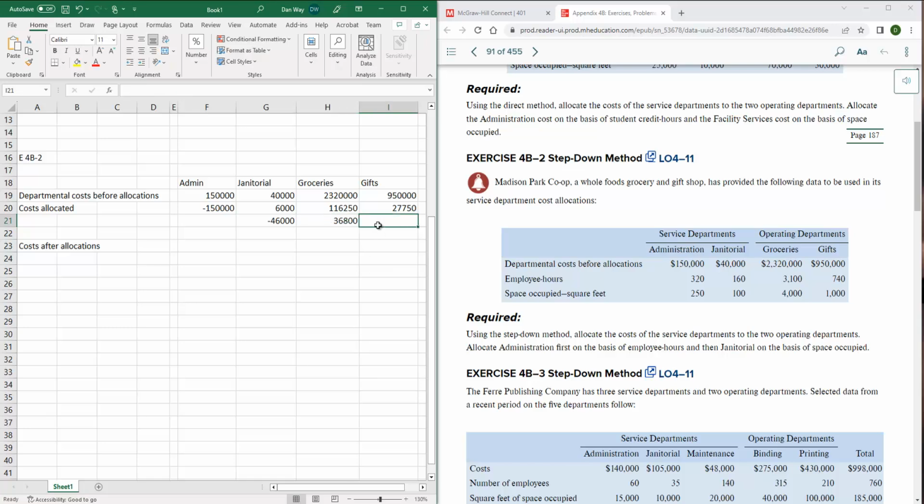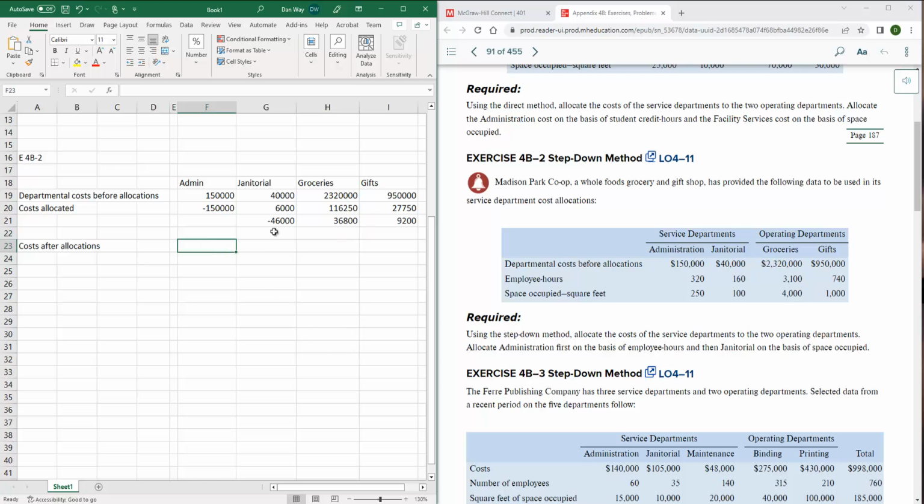Now again, my last one I could plug if I wanted, but we'll just be thorough here. 46,000 is the total cost to be allocated, times the 1,000 square feet used in gifts, divided by, again, the total across my two remaining departments to which I'm allocating these costs, 4,000 plus 1,000. And there's my cost allocated of 9,200.